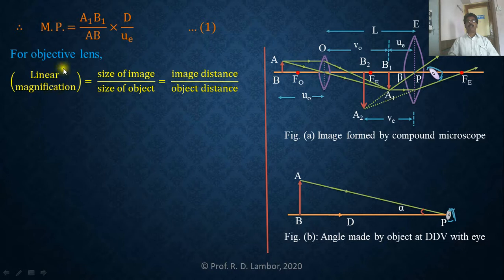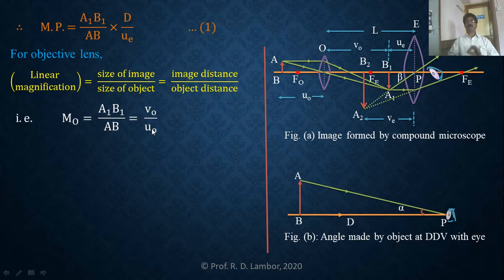So this linear magnification for the objective we can write as MO, capital M and O. For the objective, the size of the image is A1 B1, the size of the object is AB, the image distance is VO and the object distance is UO. So linear magnification for the objective we can mathematically write like this: MO, the magnification for the objective, is equal to A1 B1, size of image, upon AB, size of object, which is equal to VO, image distance, divided by UO, object distance.